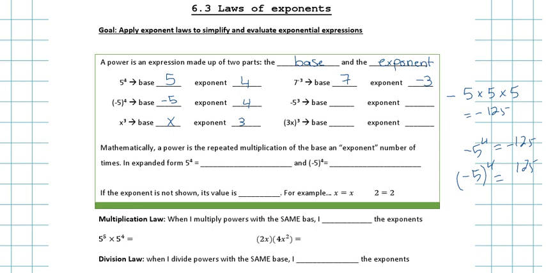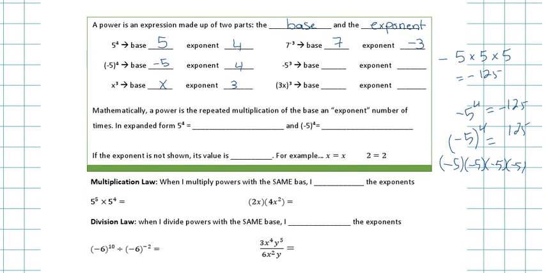Okay? Because this one right here is -5 times -5 times -5 times -5. Okay, so negative times negative is positive, times negative is negative, times negative is positive. So this is where the difference is going to make a difference. What's your base for 3x cubed? 3x is your base, and your exponent is 3.